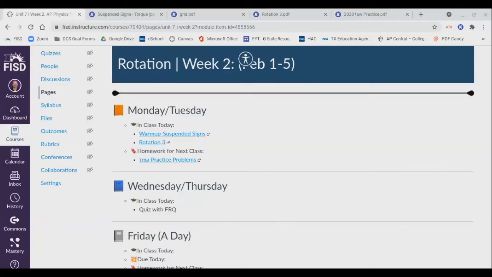All right, this is where we are in Canvas, week 2 of rotation. Today I've got a warm-up for you in a second. We're going to do some notes and then we'll do rotation 3 together. We're not going to do the entire document. We're only doing the components that are free response, not the multiple choice ones. Any of the multiple choice ones I haven't looked at, I don't want to look at, and I'm not assigning them. You should have enough time to get into the homework.